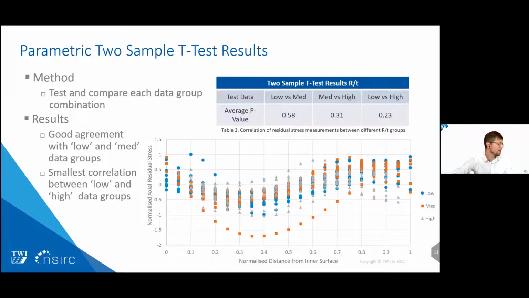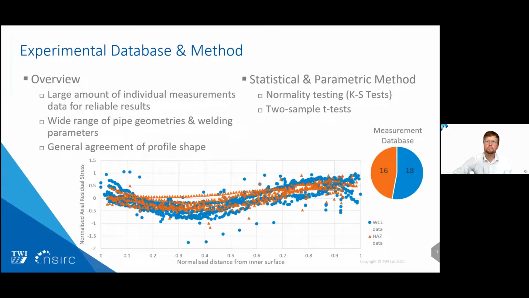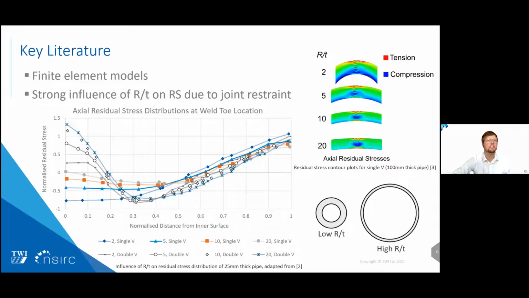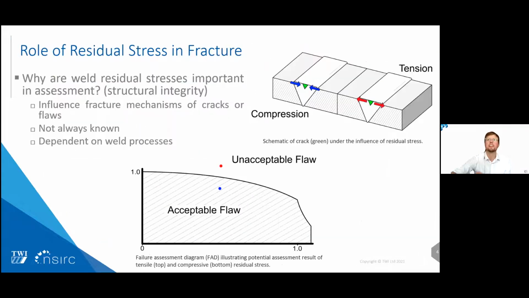I guess it would depend on if there was a flaw in that location. If there's compressive stresses, then typically the probability of failure would be lower, because it's kind of closing the crack opening displacement. So if you can confirm there's compressive stresses, then you probably don't need to worry about it as much as tensile stresses.